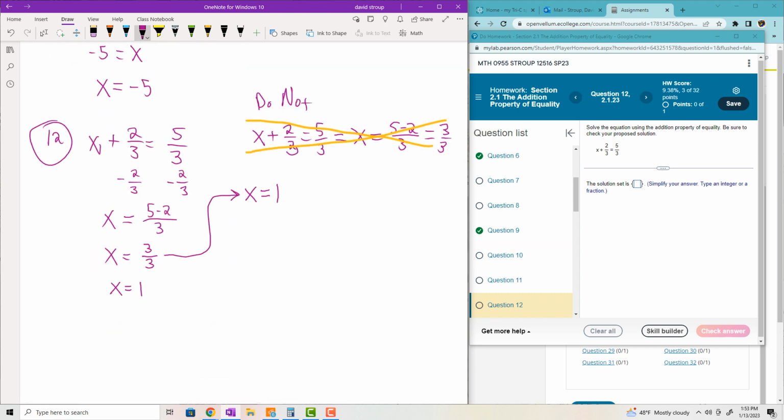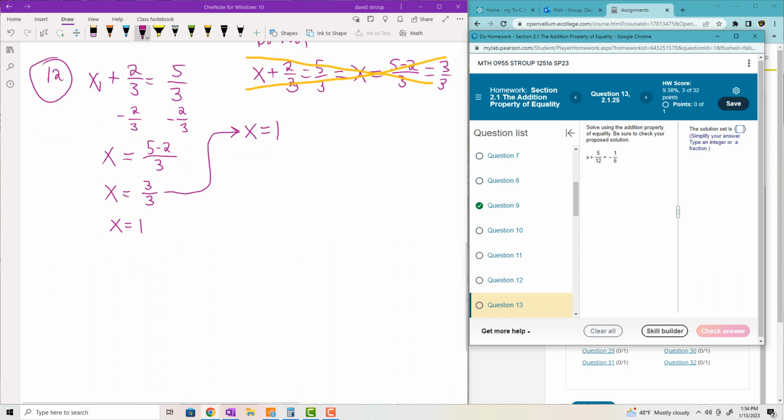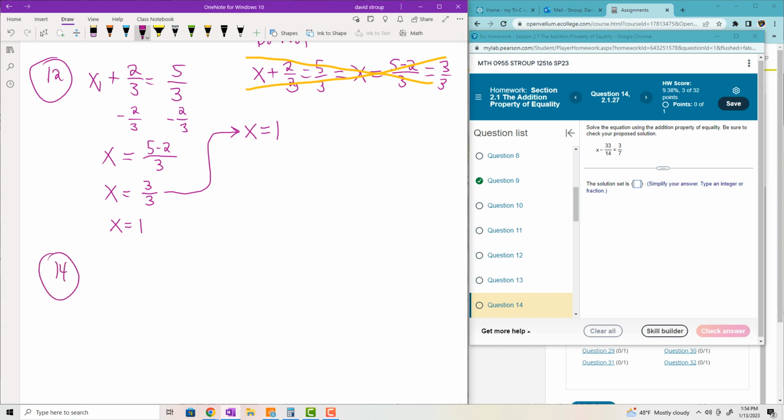Okay. So anyways, that being said, here we have one that doesn't have a common denominator. Let's see if we find one that's a little uglier. All right, so let's try number 14. So I have x minus 33 over 14 equals 3 over 7. So this time I'm going to have to find a common denominator, right? So plus 33/14 on each side. So on the left, it's just going to be x. But on the right, you have a bit of work to do.